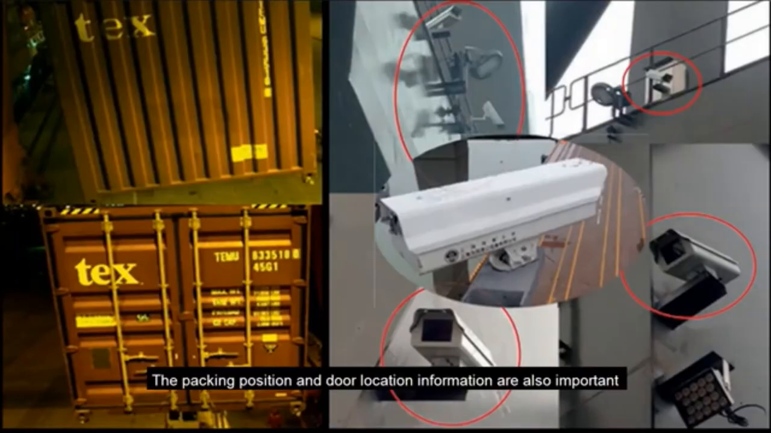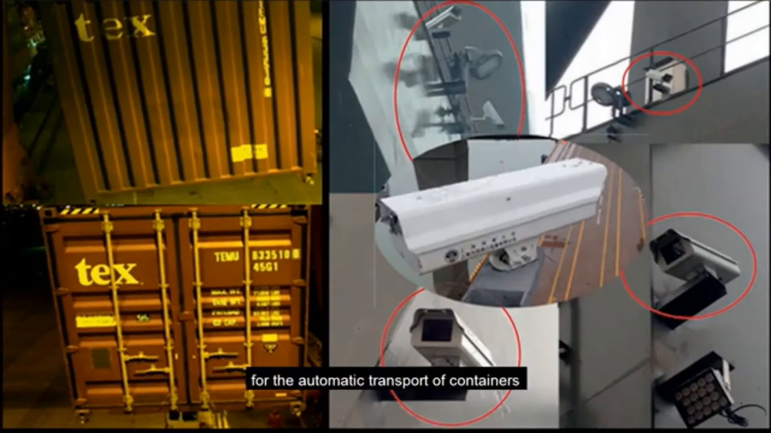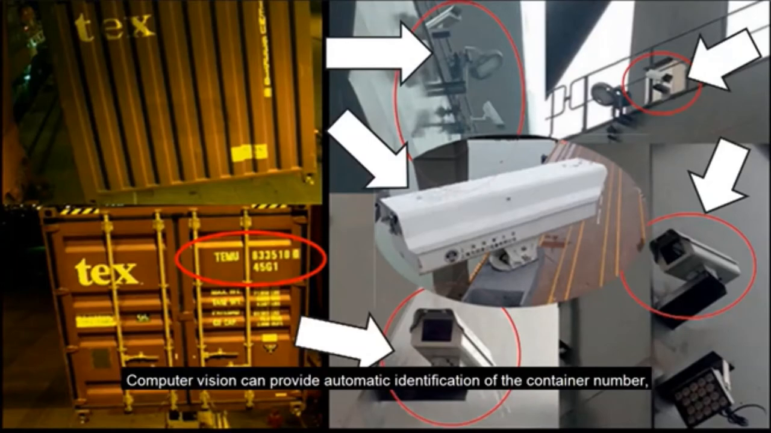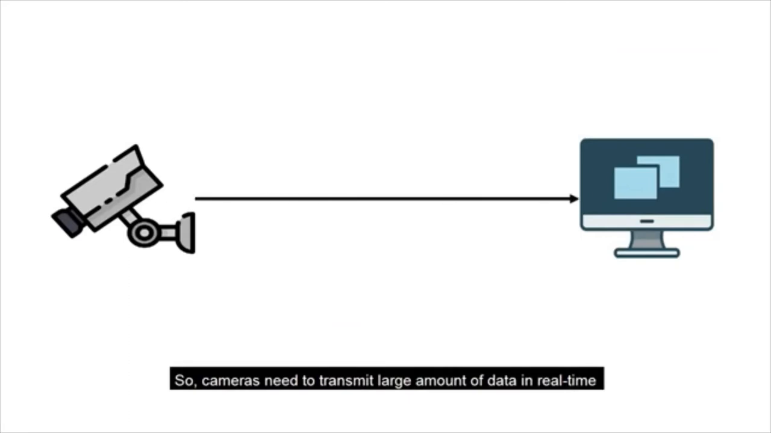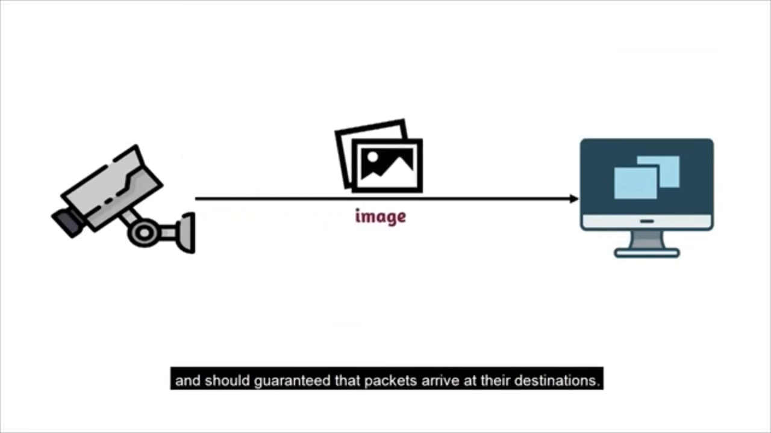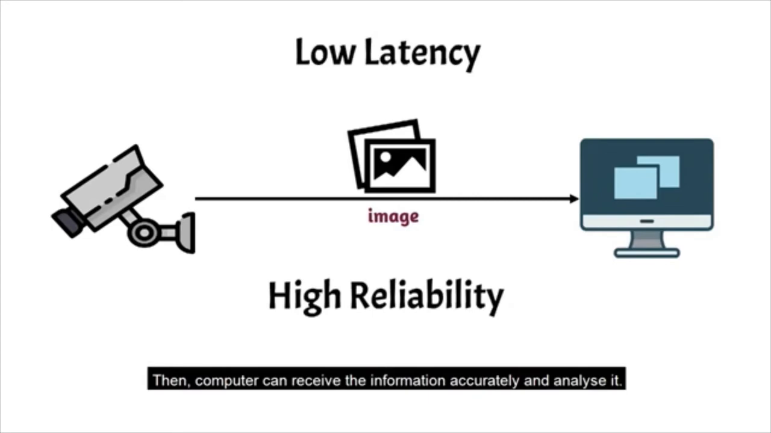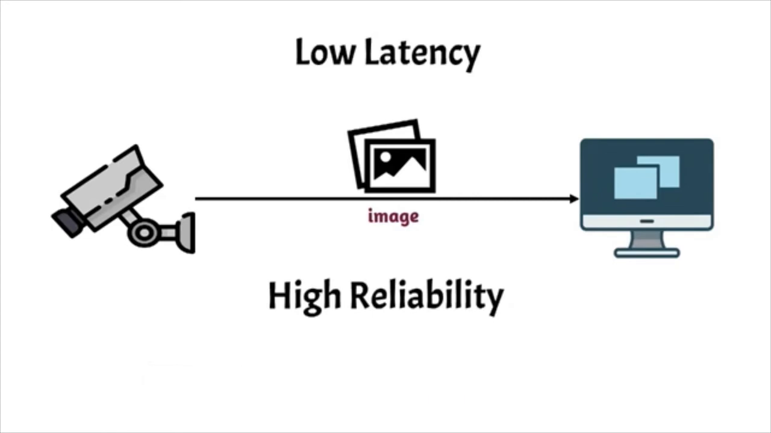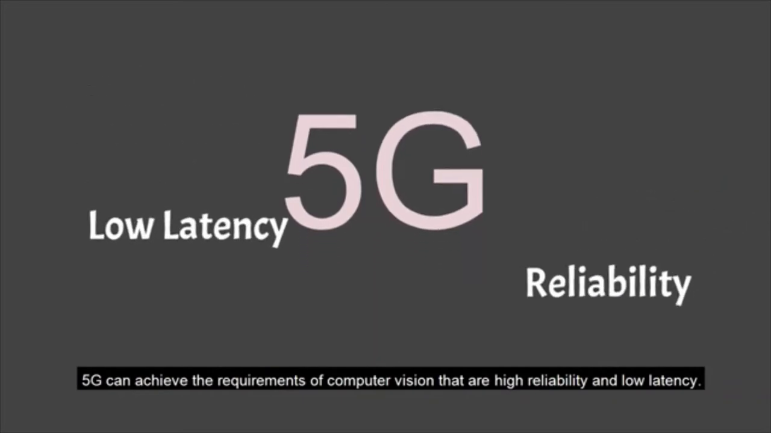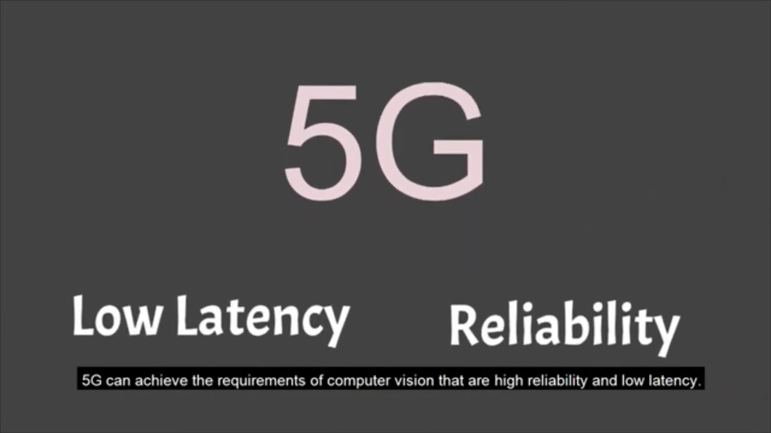The packing position and door location information are also important for the automatic transport of containers, which have been monitored by the camera and laser sensor. Computer vision can provide automatic identification of the container number, seal integrity, the state of the door handle and the lock, and door orientation. So, cameras need to transmit a large amount of data in real time and should guarantee that packets arrive at their destinations. Then, the computer can receive the information accurately and analyze it. 5G can achieve the requirements of computer vision that are high reliability and low latency.